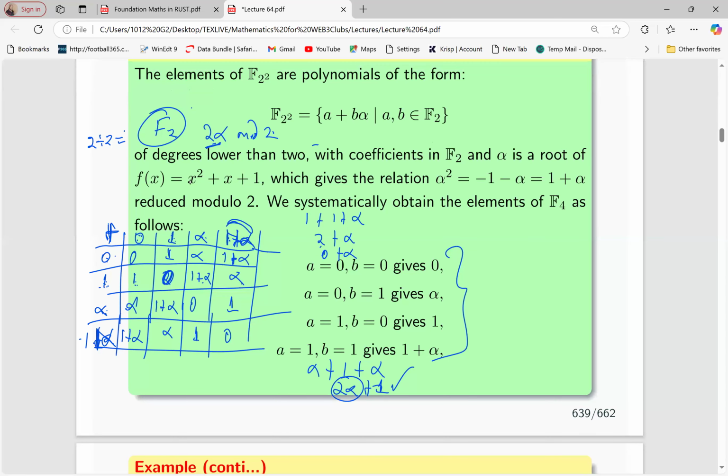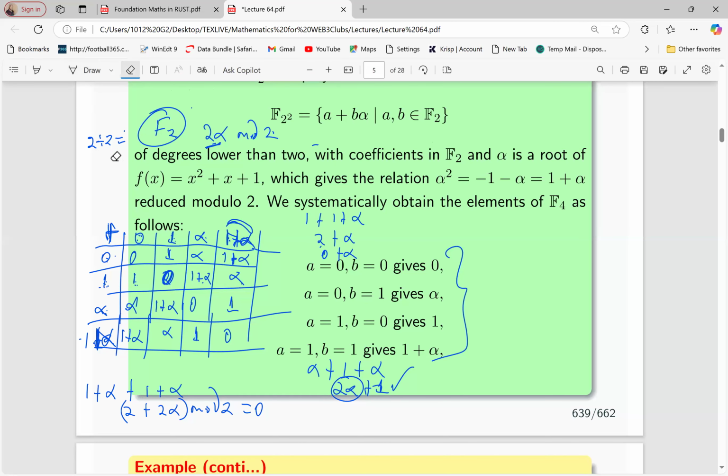Let's just see if it gives us 0. We have 1 plus alpha, then plus 1 plus alpha. So this is 2 plus 2 alpha. And we are doing this mod 2. So we are dividing each of them by 2 and writing the remainder, which is 0. So we've shown one property that it's supposed to show for us to say it's a field. So of course we've shown not one property, but several properties.